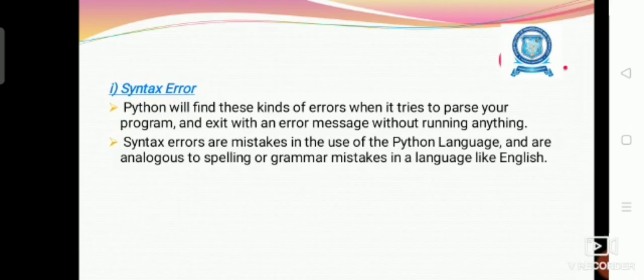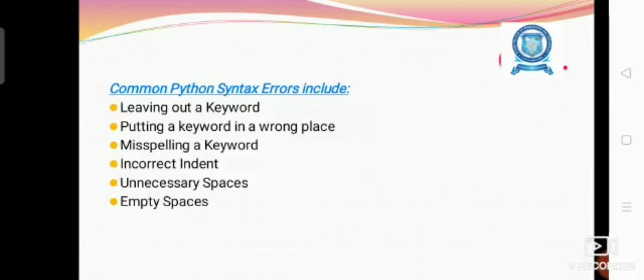Okay, so this is analogous to spelling or grammar mistakes in a language like English. So syntax errors are mistakes in the Python program syntax. And the common syntax errors include leaving out a keyword, putting a keyword in the wrong place, misspelling a keyword, incorrect indent. Indentation means leaving the necessary spaces in the Python statements.